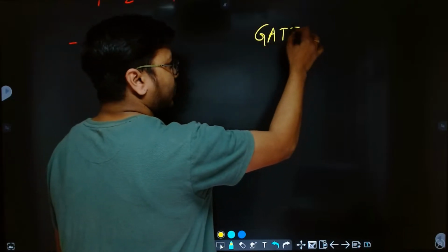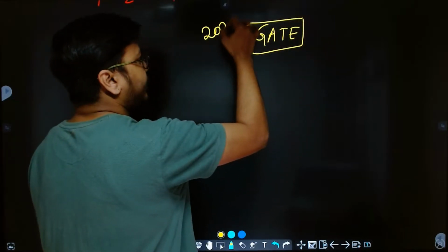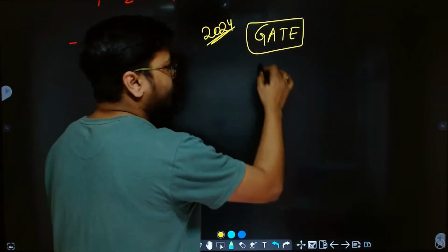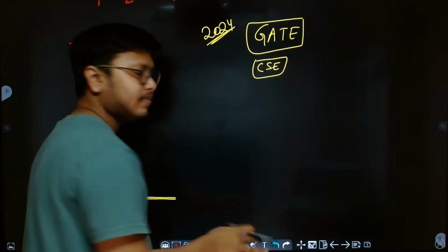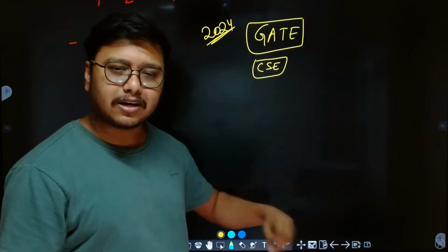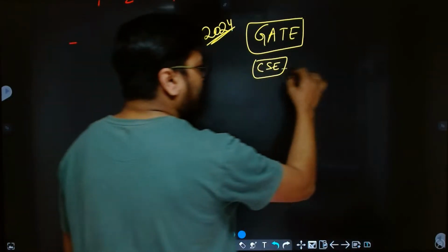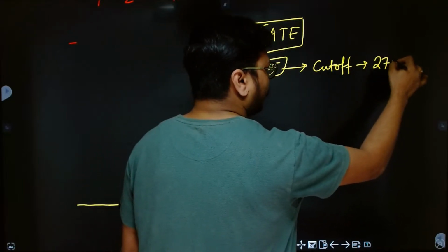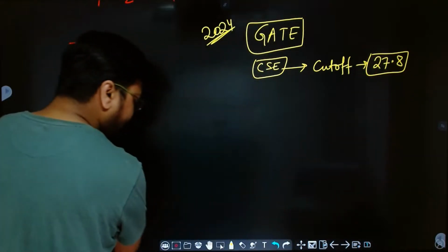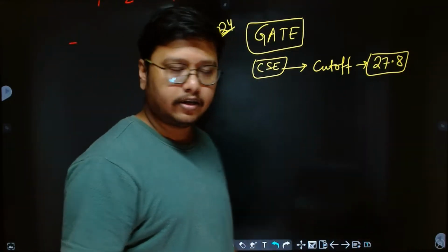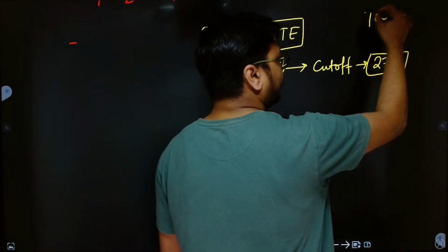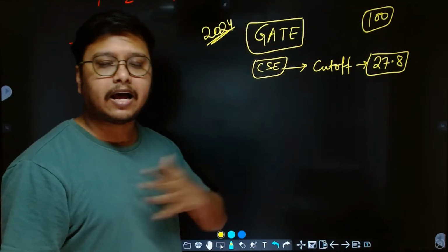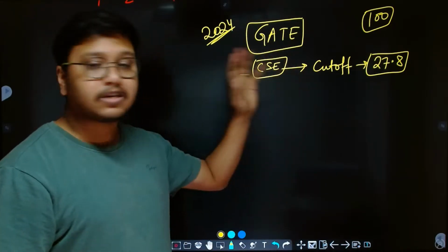Now if you look at the 2024 GATE cutoff, let's take the CSE branch as an example. For other branches it is more or less the same. The cutoff was 27.8 marks out of 100. So if you had scored 28 in the previous year, you would have said that I have qualified GATE. This was the cutoff for the general category.